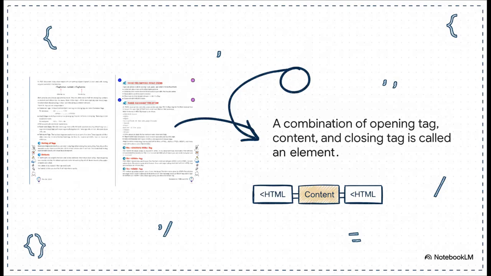Okay, let's break down what we're looking at. An HTML element usually has three parts. You've got your opening tag, then the actual content, the text or whatever, and then a closing tag. See that little / in the closing tag? That's super important. That's the signal to the browser that the command is done. It's a really simple system, but it's incredibly powerful.